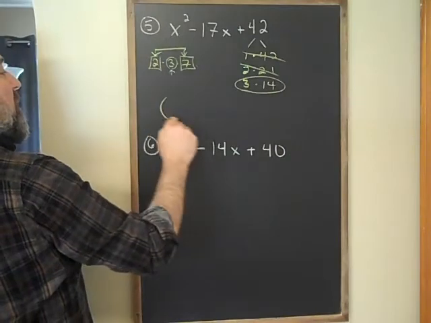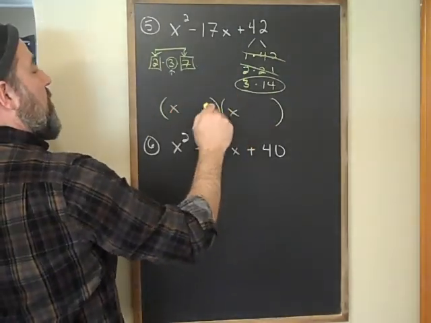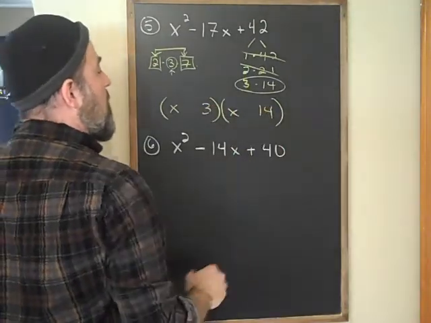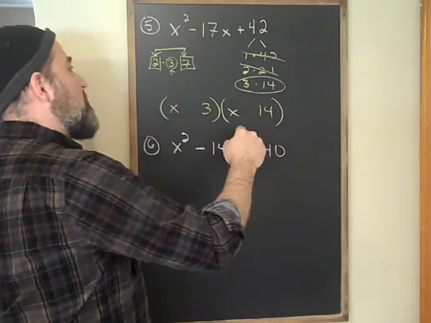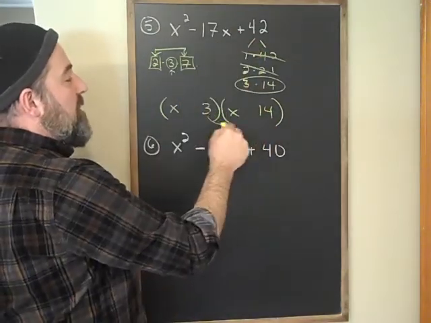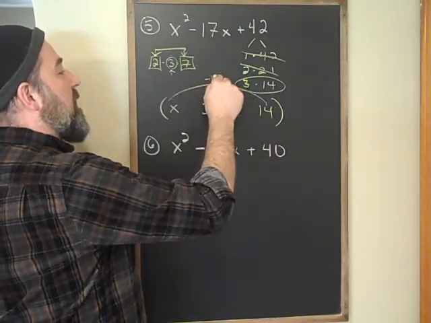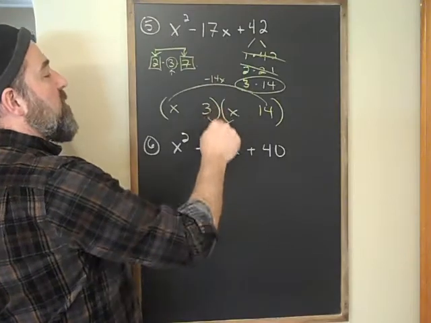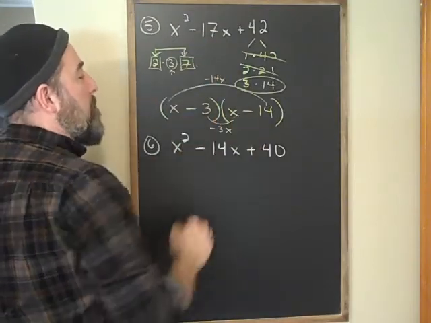So now we can set up our by and our by, x and x, 3 and 14. And now, instead of them both being plus and plus, we want them to add to be negative 17. So we have to realize that this is a negative 3x, and this is going to make a negative 14x, and those will add to be negative 17x. So they both have to be minus.